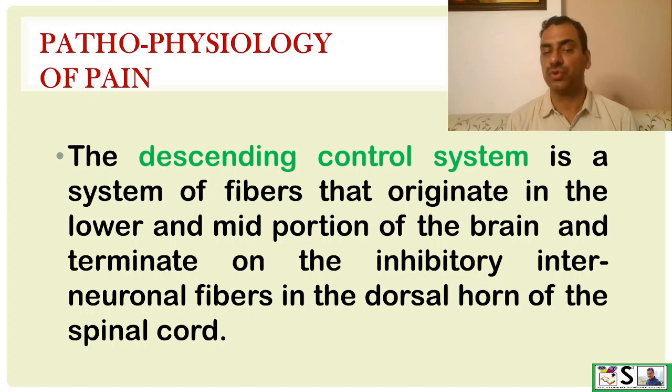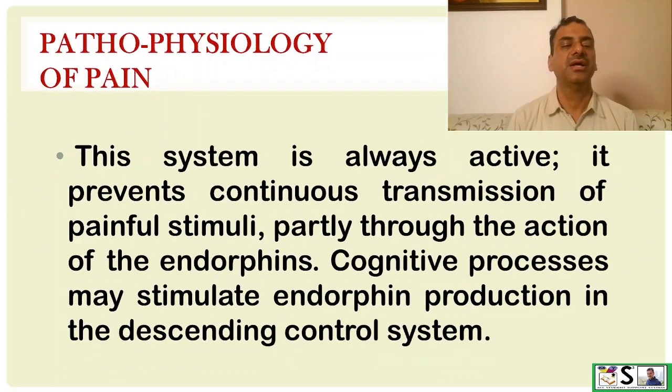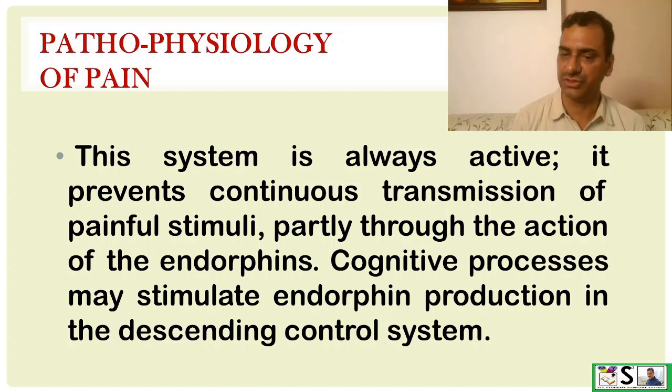The descending control system is a system of fibers that originate in the lower and mid portion of the brain and terminate on the inhibitory interneural fibers in the dorsal horn of the spinal cord. This system is always active. It prevents continuous transmission of painful stimuli partially through the action of endorphins. Cognitive processes may stimulate endorphin production in the descending control system.